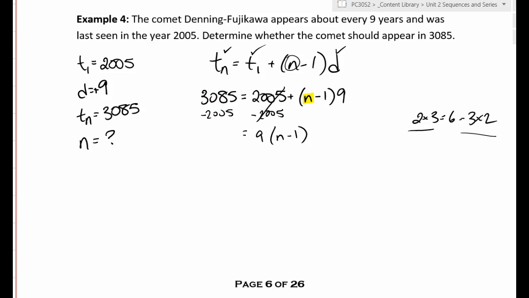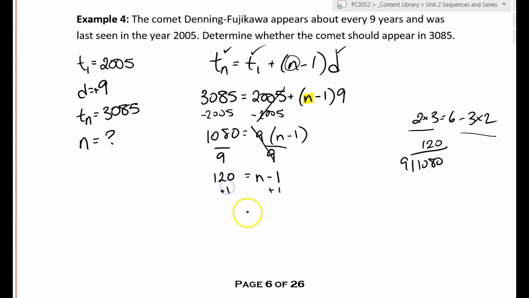So we're going to subtract that, and we get 1,880, and we're going to divide by 9 in order to isolate my material that's in brackets. So 120 equals n minus 1, add 1, that's going to be 121. So in the end, I do need to write a statement because n equals 121 doesn't tell me much.